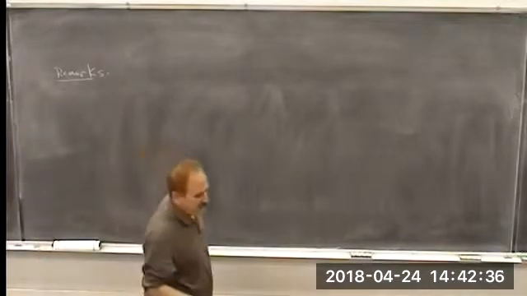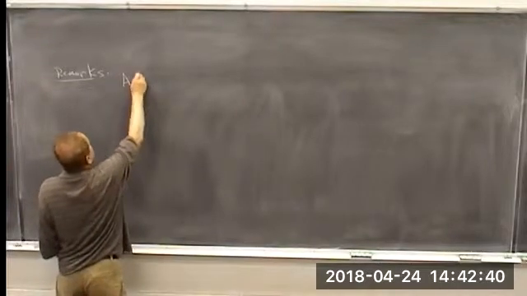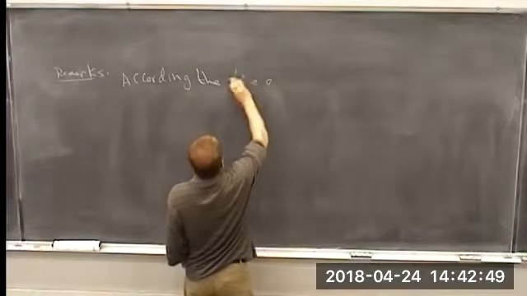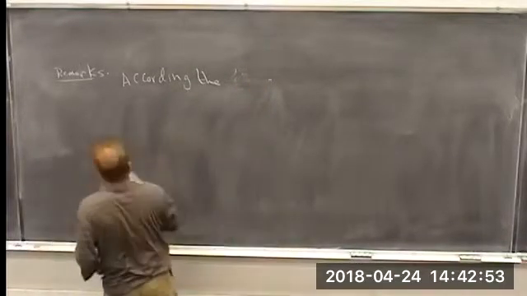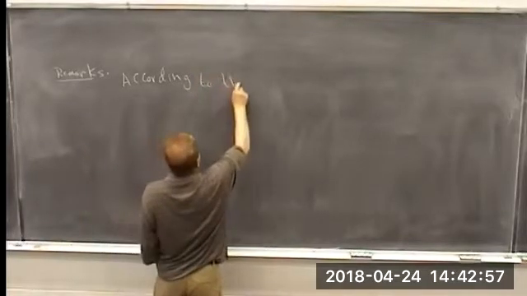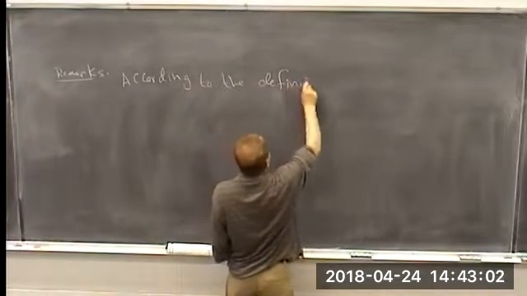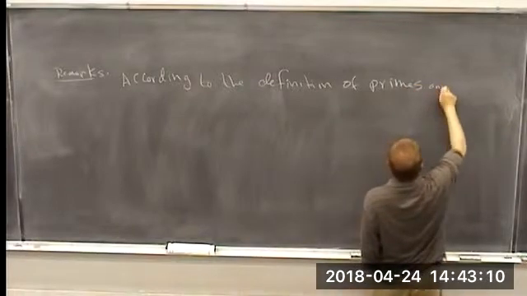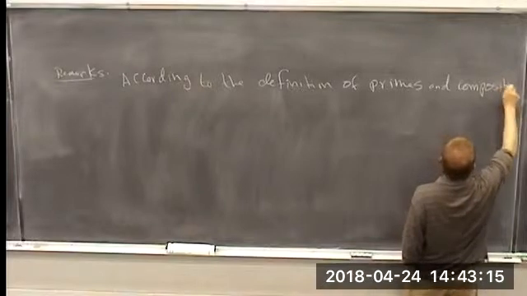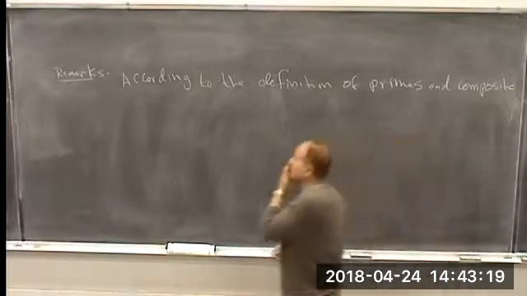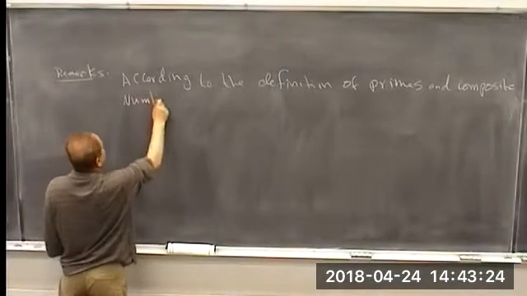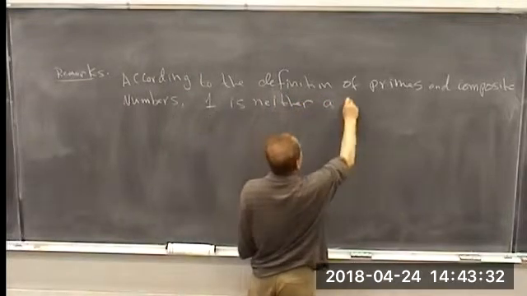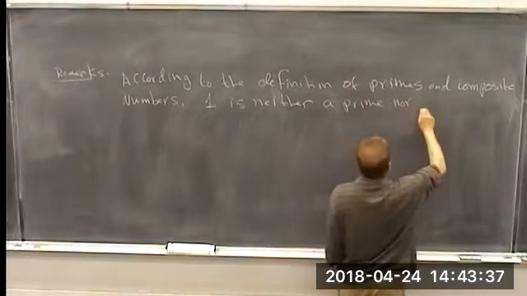All right. The first one is, according to the above definition of primes and composite numbers, 1 is neither a prime nor composite.